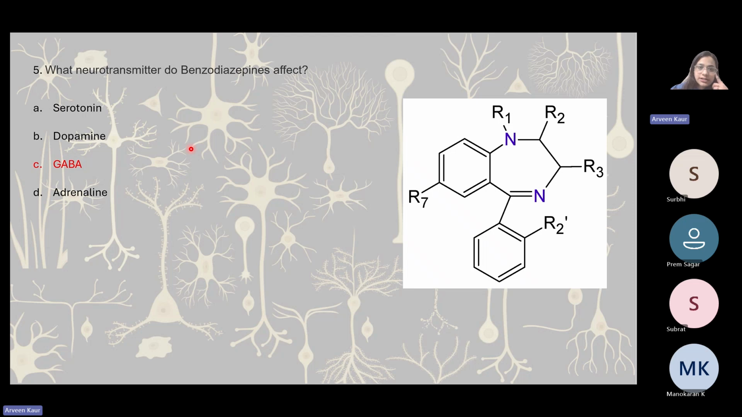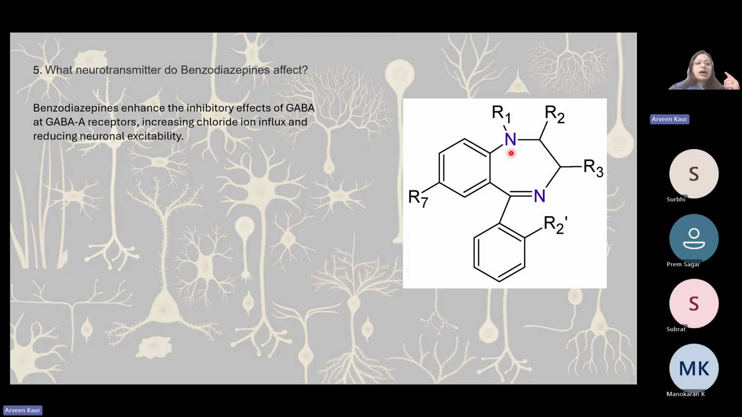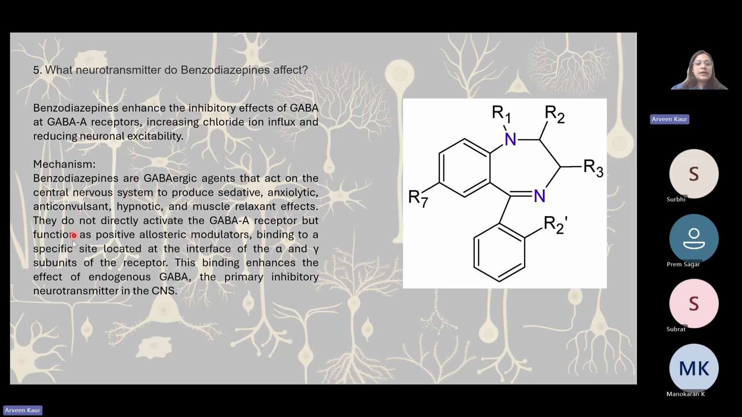So this is the structure of benzodiazepine. Benzodiazepine enhances the effects of GABA at the GABA A receptors. It is an inhibitory neurotransmitter, so inhibitory effects will be enhanced, right? Increasing chloride ion influx and reducing neuronal excitability. So, what is the mechanism behind it?